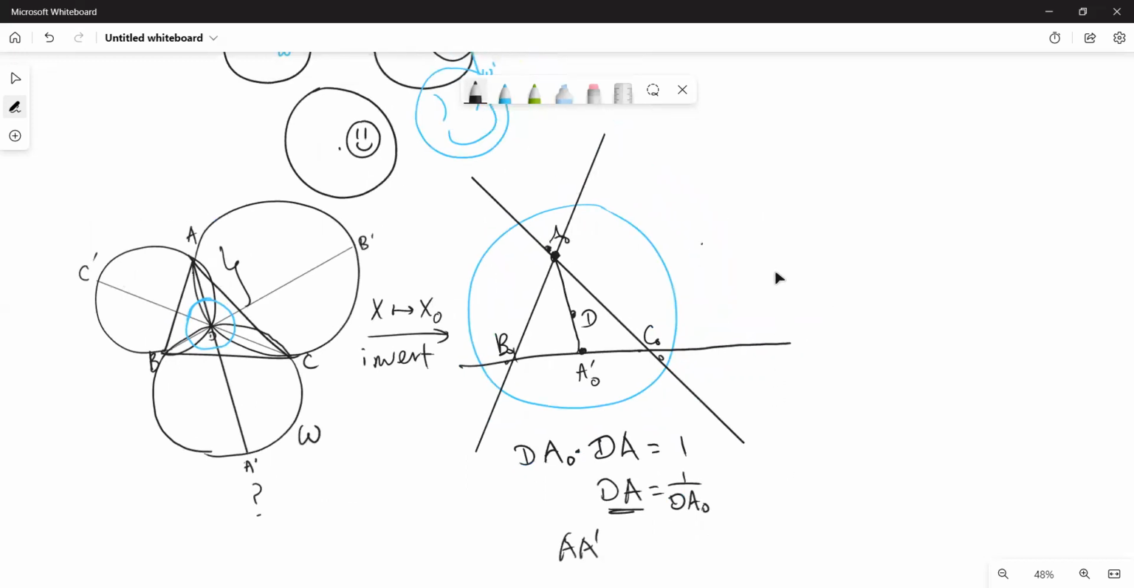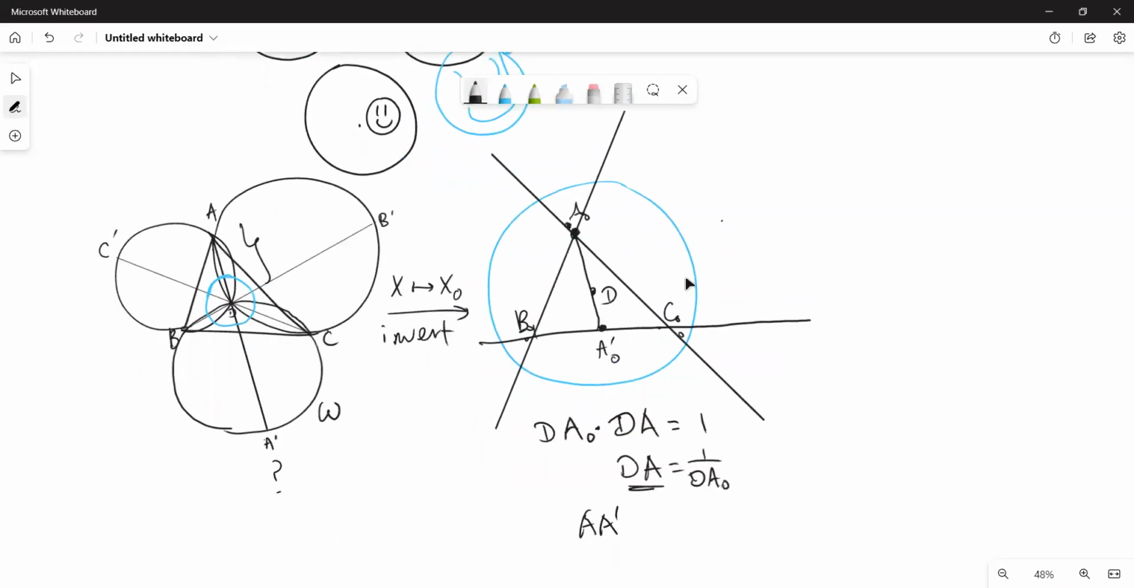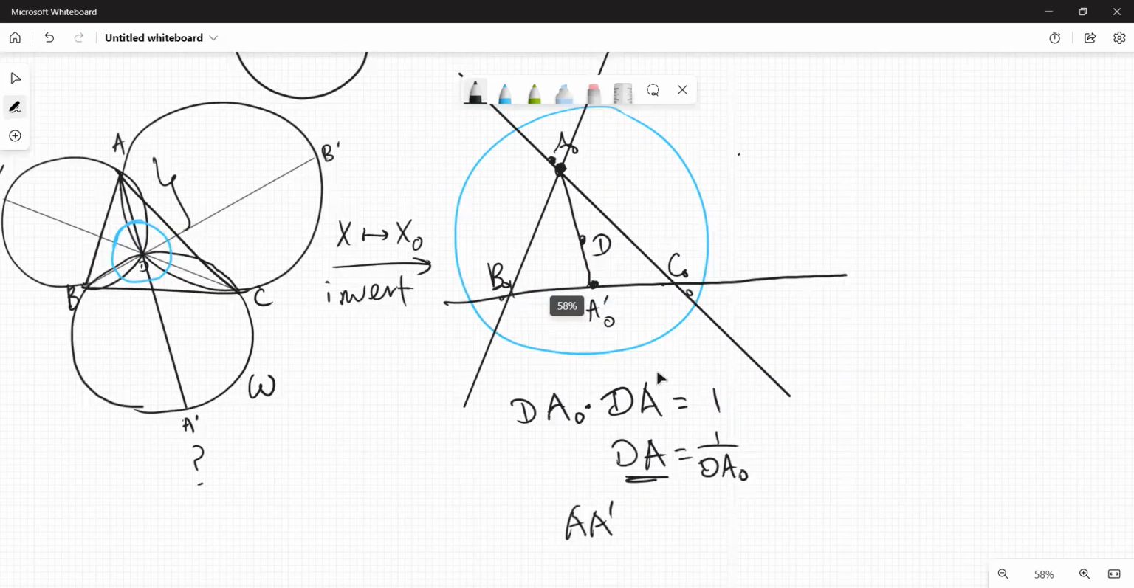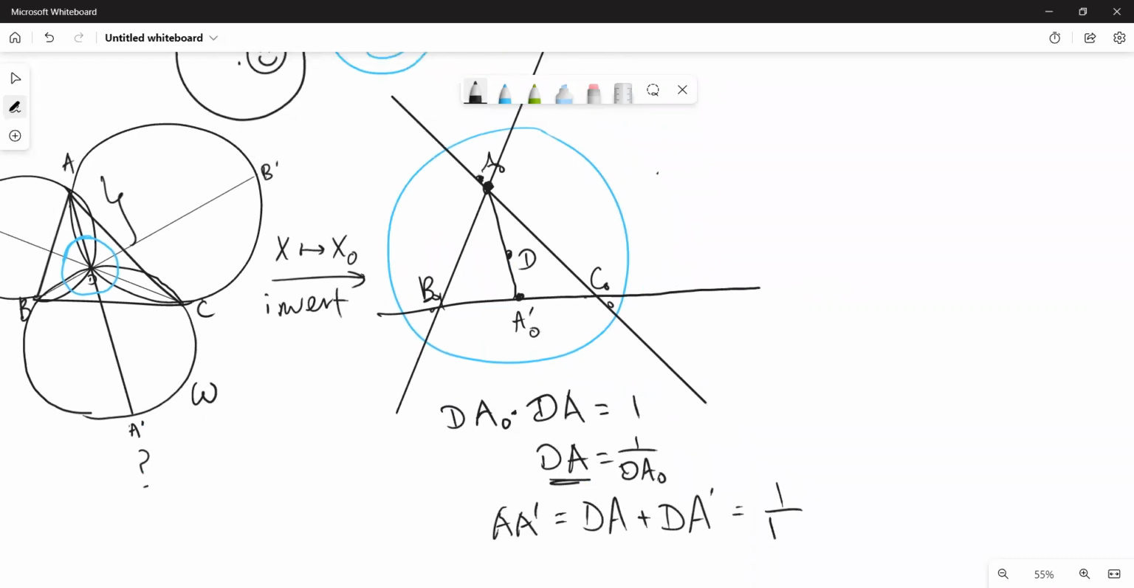So there's a distance formula in the notes, but this is a simple case, and you can actually do it by basic definitions instead of using the distance formula. You can use a different distance formula if you want, but AA prime is just dA plus dA prime. dA is 1 over dA naught. What's dA prime? It's going to be 1 over dA naught prime, right?